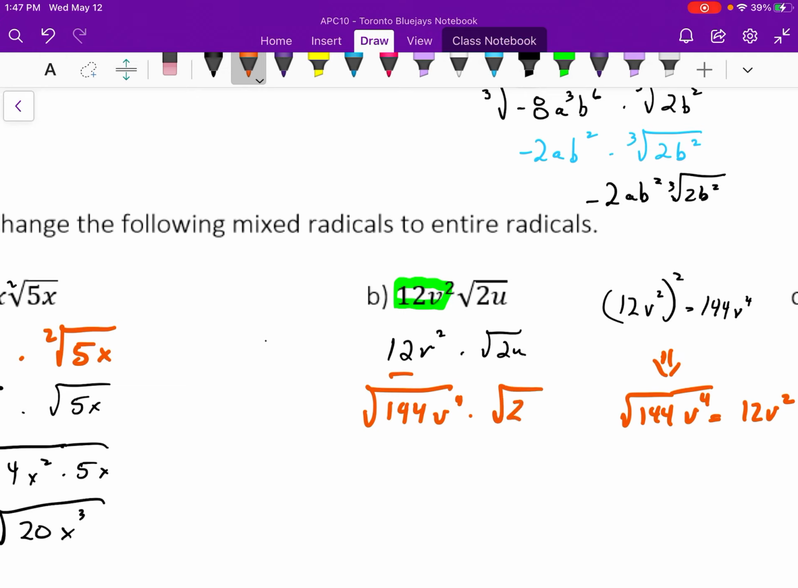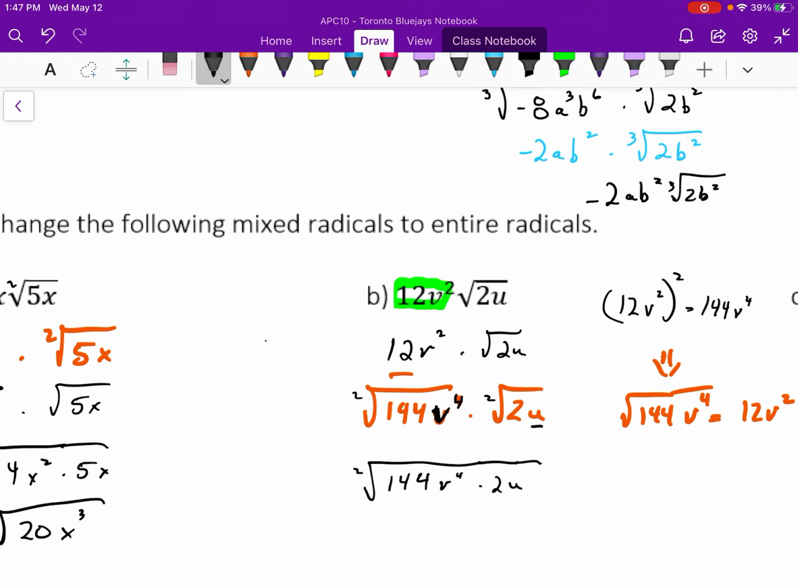the square root of 144v to the power of 4 times the square root of 2 to the 2u. Now, I'm going to make this abundantly clear here. This is v to the power of 4, and that's u. These are two different variables. So when I multiply them out, they have the same index, which is 2 for my radicals. So now I can simply move them underneath the same radical. So that's the square root of 144v to the power of 4 times 2 times 2u.